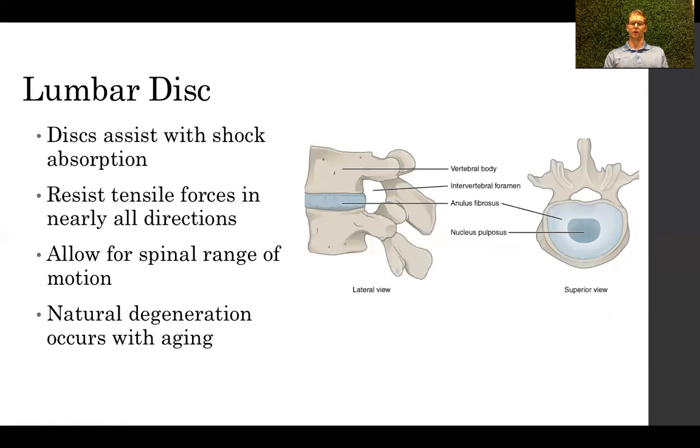And as I mentioned before, their natural degeneration occurs with the aging process. They've done studies that have looked at people from 25 to 65 years old. And what they found is that even people in their mid-20s and 30s already have degenerative changes. And then that incidence and prevalence significantly increases when people are 55, 60, 65 years old.